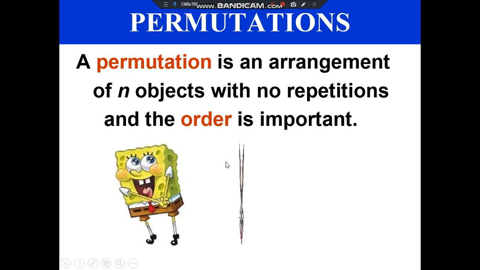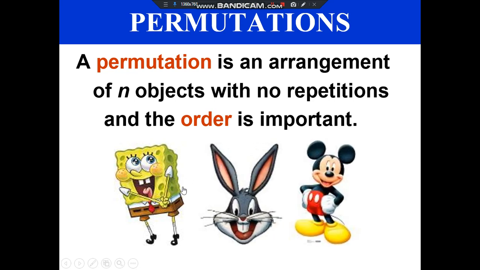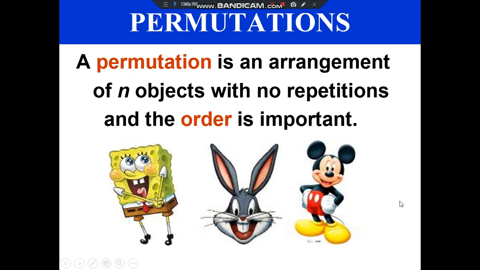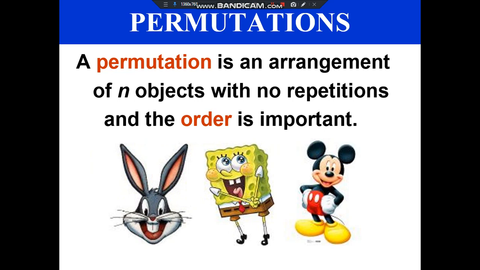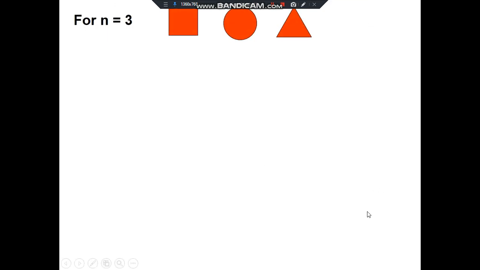So let us have three cartoon characters: SpongeBob, Bugs Bunny, and Mickey Mouse. This is their first arrangement. We can also arrange them as this one, wherein Bugs Bunny comes first before SpongeBob, and the third one is Mickey Mouse. This is an example of permutation. We will be arranging objects where we take into consideration their order. Let us have another example. We have here three shapes: the square, the circle, and the triangle.